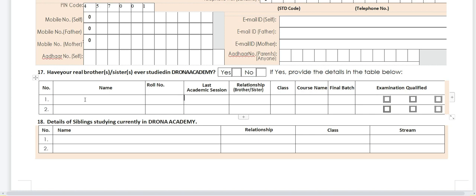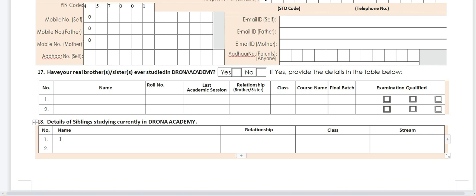Then the last academic session, you have to write what the relation is. Is it your brother or sister? Then the class which they are currently pursuing, or if they are not continuing in Drona Academy, just write the class till which they continued. Course name, I think you can write your class itself, in which class he or she was pursuing, and just leave the column for the final batch and the examination qualified, that is not required.